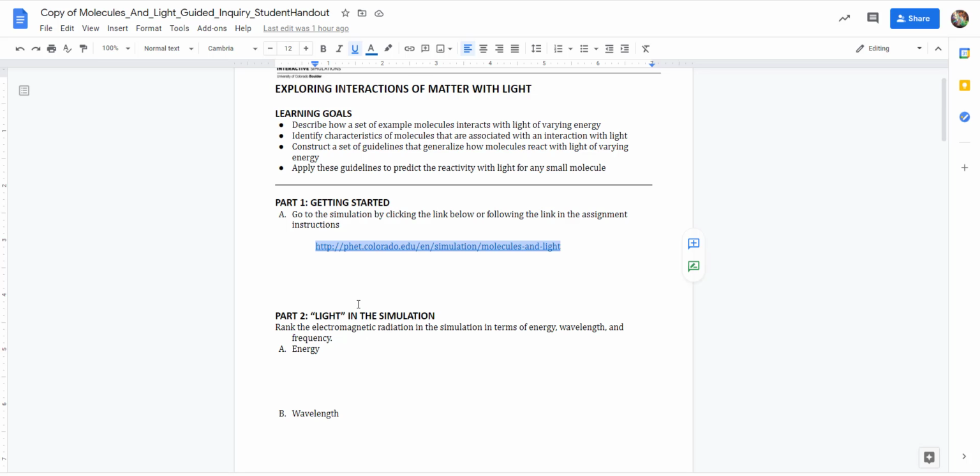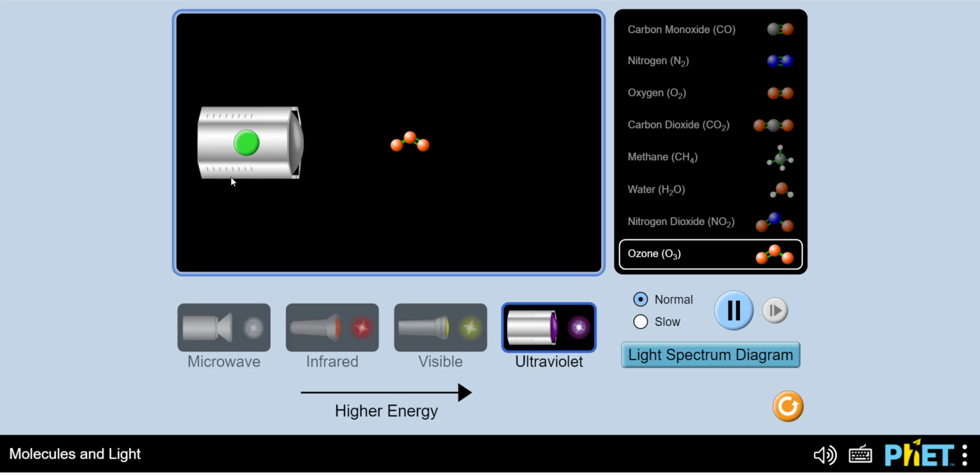For example, here is part 1. The first thing we're going to do is open up the simulation, and it's here. You see here we have this light over here. We have different types of light, electromagnetic radiation: microwave, infrared, visible light, and ultraviolet light. Along the right hand side here we have several different molecules that we're going to examine. And then we have a couple of options for how quickly things take place in the main screen here. We also have this button here, which we're going to be using in just a moment, which brings up a different graphic that we'll be using.